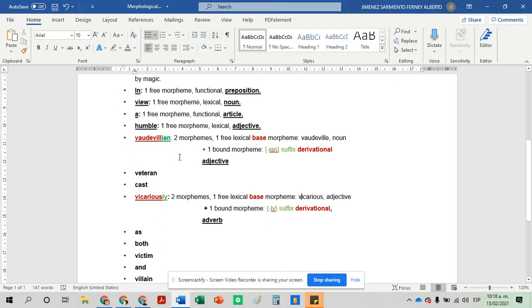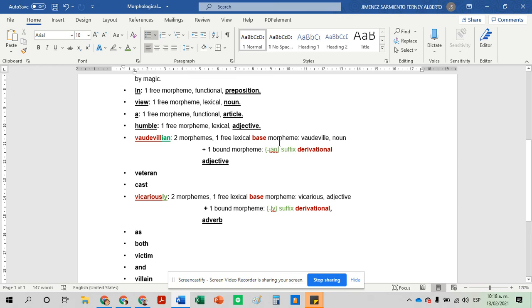Then, if you analyze more complex words, remember that they usually are going to have a free morpheme and they are going to have a bound morpheme, right? So in this case, we have the word vaudevillian, that is two morphemes, right? Notice the division right there. One free lexical base morpheme, that is vaudeville, that is a noun, and one bound morpheme, that is ian, that is a suffix.